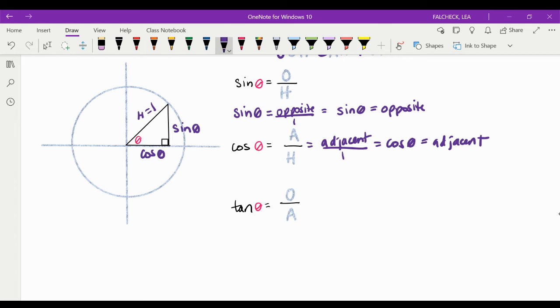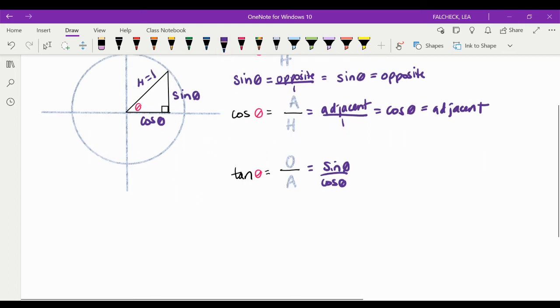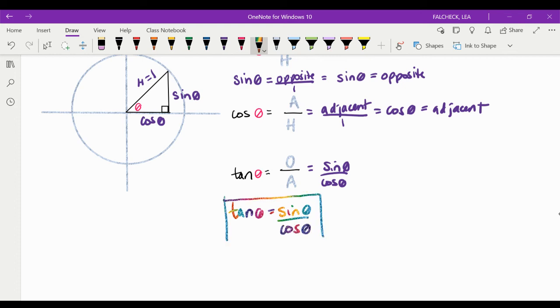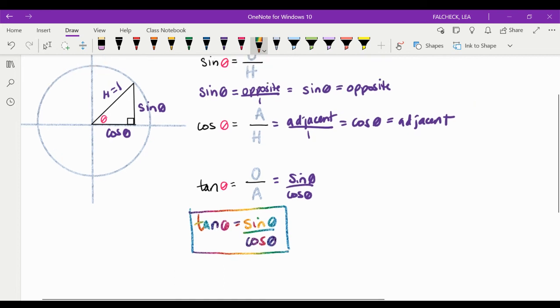So if we wanted to write the tangent of theta, we go to theta and we look for the opposite side length over the adjacent side length. That would give me the sine of theta over the cosine of theta. And this is a big important piece of information. So just write that the tangent of theta is equal to the sine of theta over the cosine of theta. Go ahead and put a little box around that because that is super important. Okay?